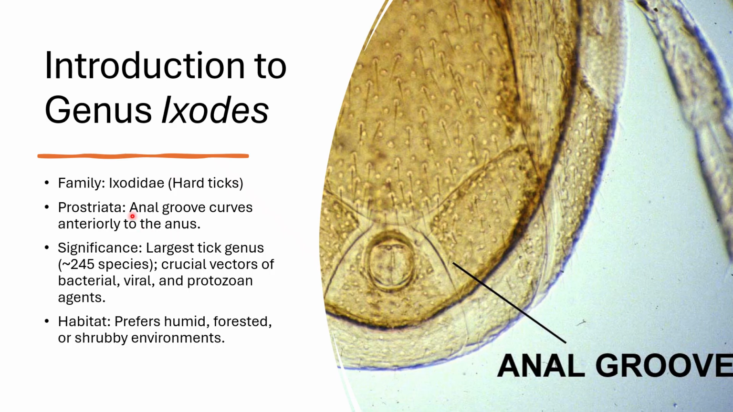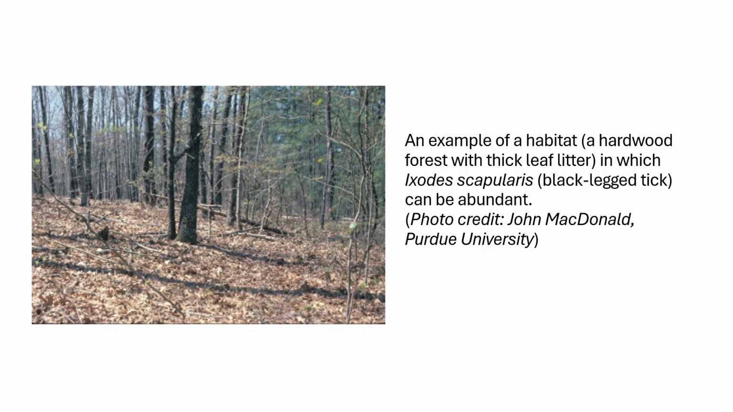In terms of veterinary significance, the genus Ixodes is considered to be the largest tick genus in terms of the number of species. There are about 245 species described, and they are crucial vectors of bacterial, viral, and protozoan agents. In terms of habitat, they prefer humid, forested, or shrubby environments. This is an example of a habitat in which Ixodes scapularis, the black-legged tick, can be abundant. This habitat is a hardwood forest with thick leaf litter.